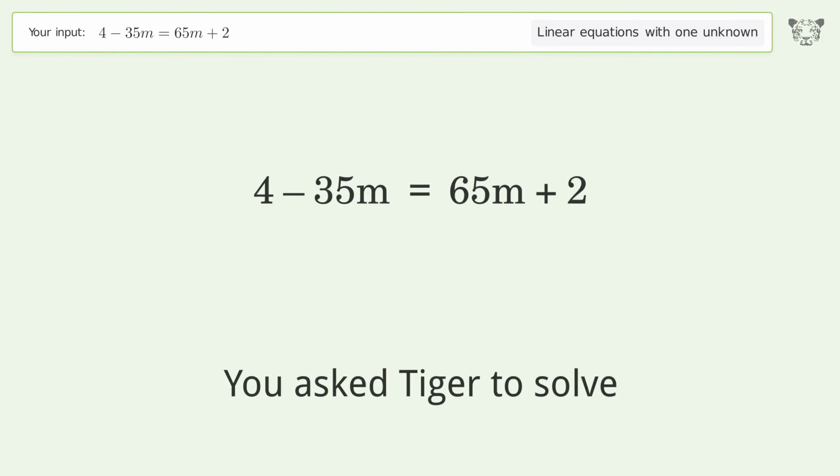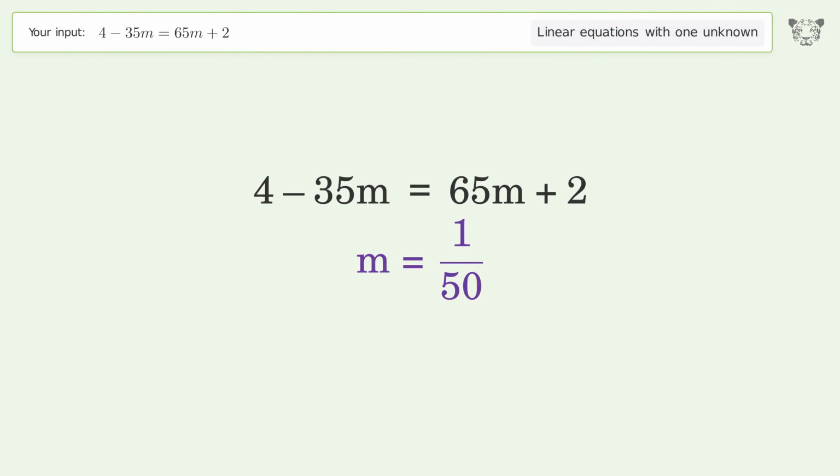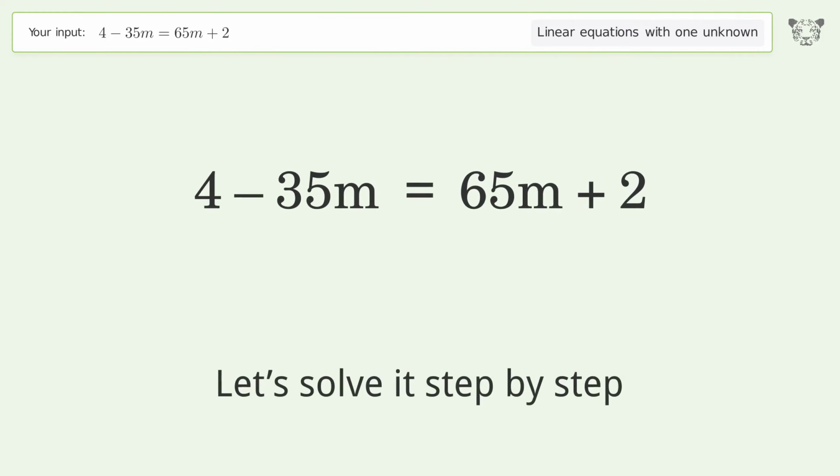You ask Tiger to solve. This deals with linear equations with one unknown. The final result is m equals 1/50. Let's solve it step by step.